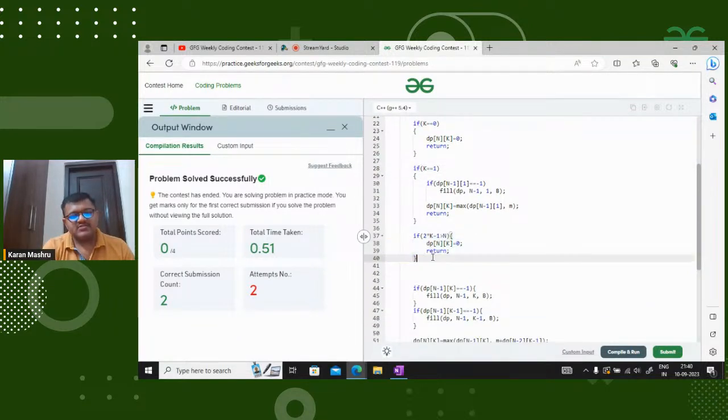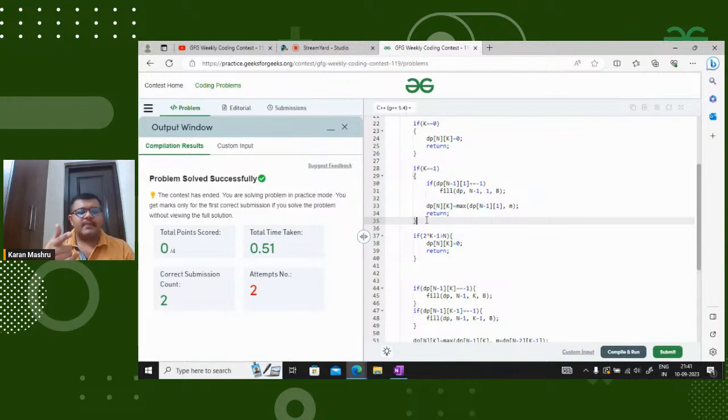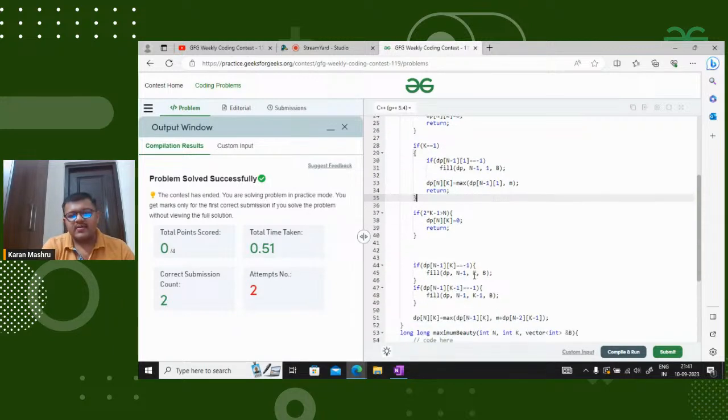If 2k minus 1 is greater than n, then we cannot pick the flowers in such a way that we will not pick two consecutive flowers, right? So in that case dp of n,k will become 0. Before this I considered this case, because if we want to pluck one flower, and if there is only one flower, then also we can pluck it, right? So for k equals 1, we have considered it before.